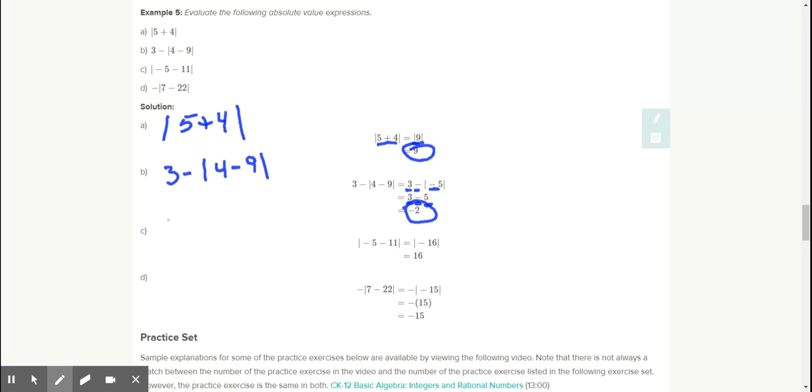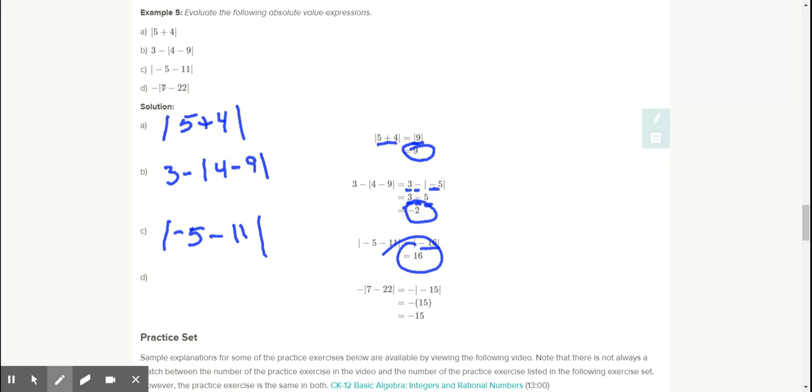Let's look at C. C is the absolute value of -5 minus 11. In this case, we have a negative number and we're subtracting another number. We're going to add, we have 2 negatives. So 5 plus 11 is 16 and it's negative, so -16. Now we're going to find the absolute value so we can get rid of our bars. The absolute value of -16 is 16.